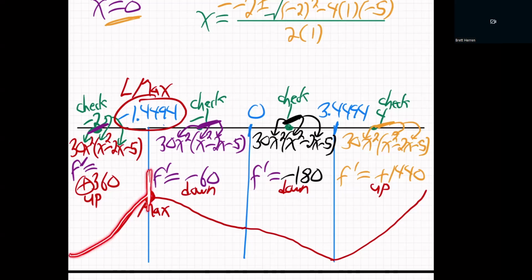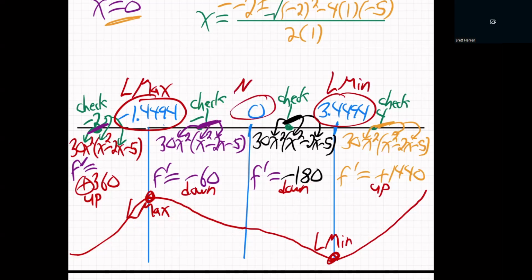Now we know the derivative is 0 right here. Then we plugged in something between these two, like negative 1, or negative 0.5, whatever, and it's going down. So this must be a max. And then we plugged in here, and it's going down and then going up. So this one right here has got to be a local min. So local max, local min. And this one right here in the middle is neither a local min nor a local max.